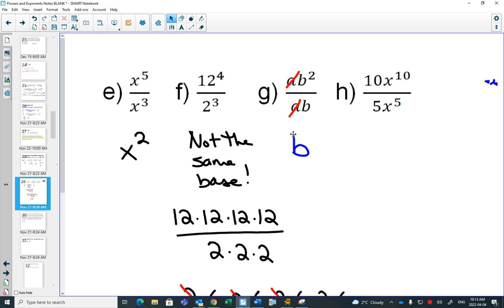All right. Same thing with numbers. When you're dividing, you can divide your numbers. What is 10 divided by 5? 2. So we can say there's going to be a 2. How many x's are going to be left? 5 of them. You guys are doing great.